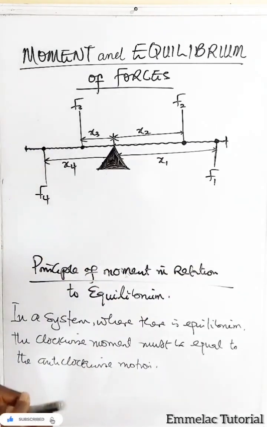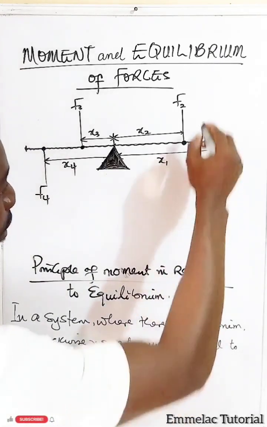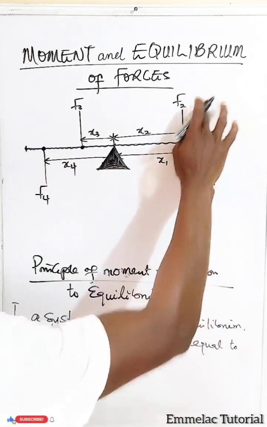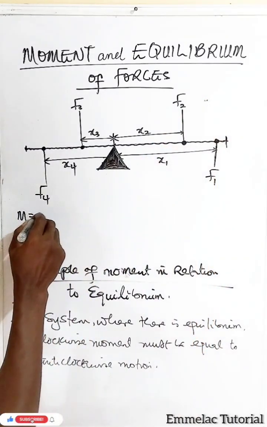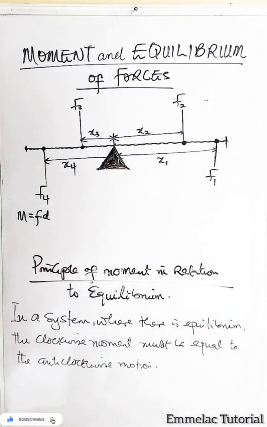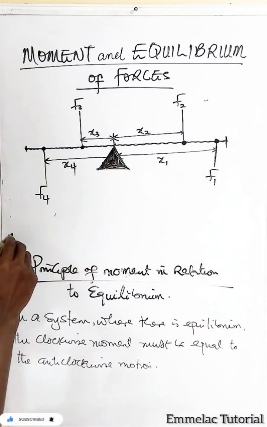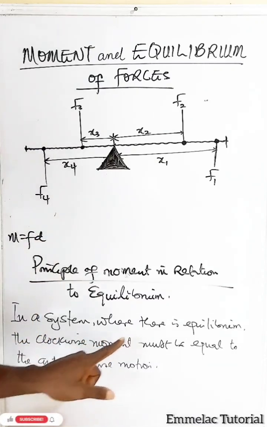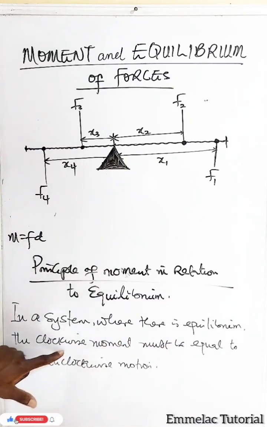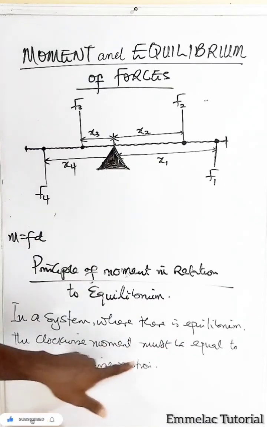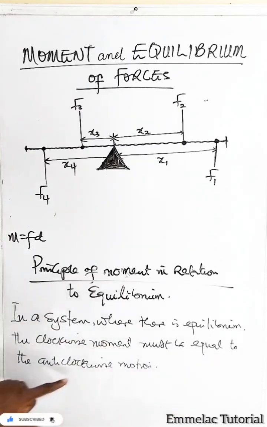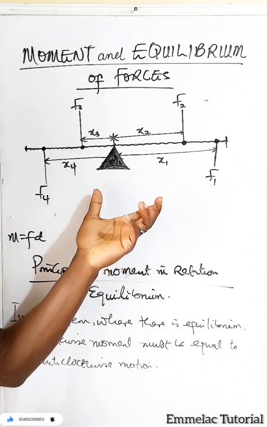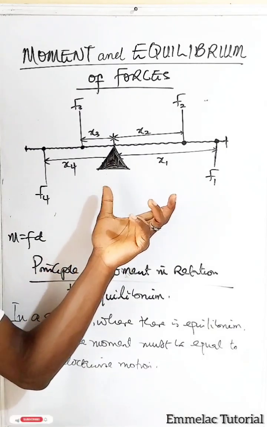Now take note, initially I said that moment is the product of what? Force and distance. There's a moment here. Okay, moment equals force times distance, right? Now let us now look at a system where there's equilibrium, the clockwise moment must be equal to the anti-clockwise moment. Now the question is, what is clockwise moment here and what is anti-clockwise moment here?